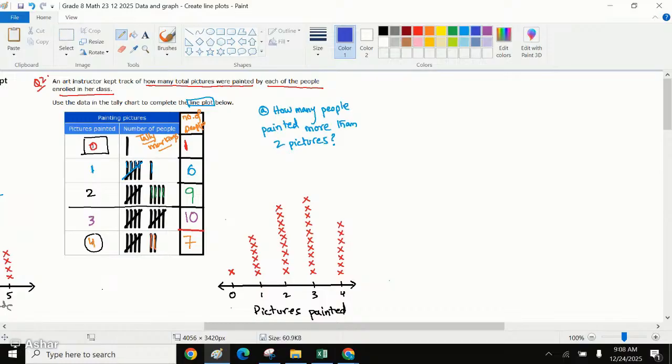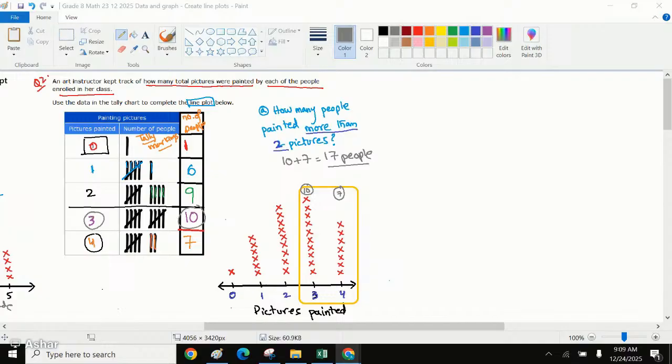See, we have pictures painted at the bottom, right? These were the number of pictures painted. So it says more than 2 pictures. That means it could be 3 pictures or it could be 4 pictures, right? That means we take this information. What was the numerical value of 3? 3 pictures were painted by 10 people. And 4 pictures were painted by 7 people. That means 10 plus 7, that means 17 people painted more than 2 pictures, right?